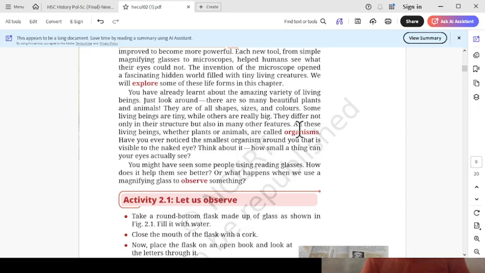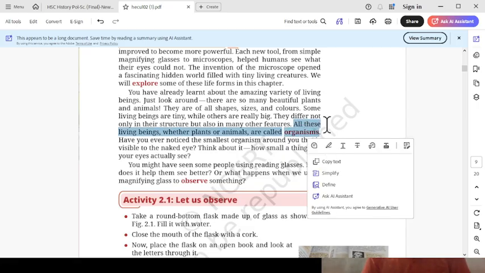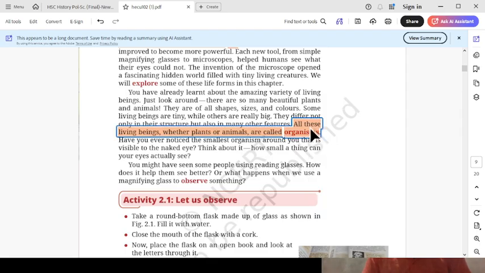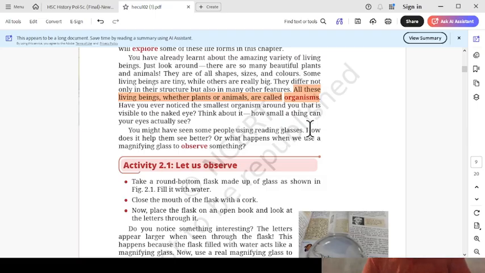This is a very important keyword. What is the definition of organism? All the living beings, whether plants or animals, are called organisms. Organisms can be divided into two types, that is plants and animals. So it is highlighted. Then we go to the next.